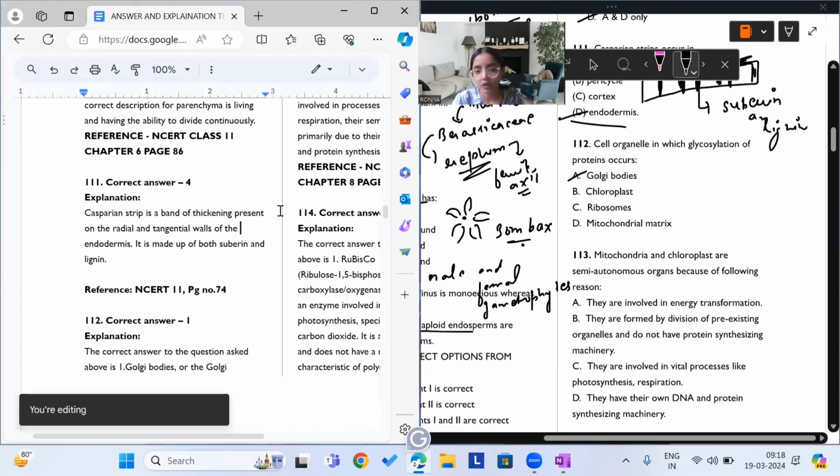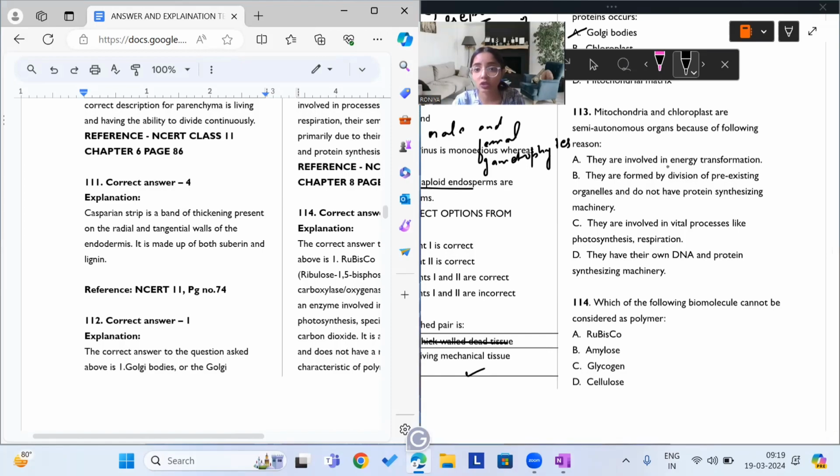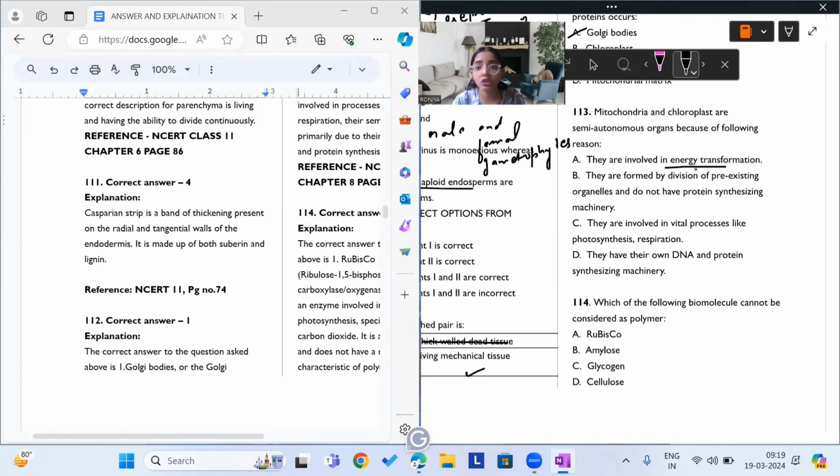Yes. So moving on. So this was about question 112. Now let us move on to question 113. What does it say? Mitochondria and chloroplast are semi-autonomous organs because of the following reasons. They are involved in energy transformation. Yes, the mitochondria is involved in energy transformation, and chloroplast is also involved in energy transformation because chloroplast converts light energy into chemical energy. But that is not the reason they are semi-autonomous. So that is why the statement is incorrect. The statement is correct, but the answer is incorrect.